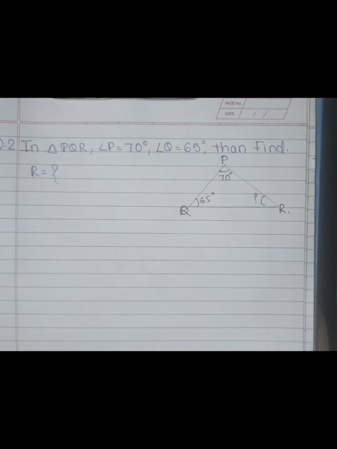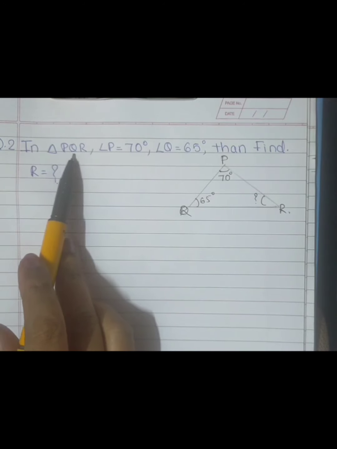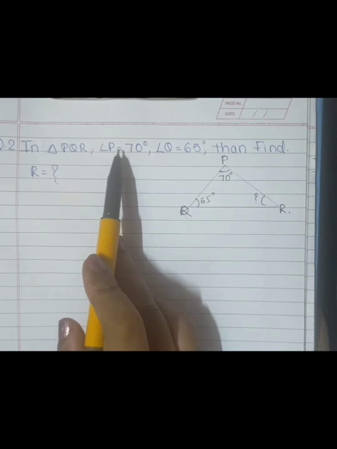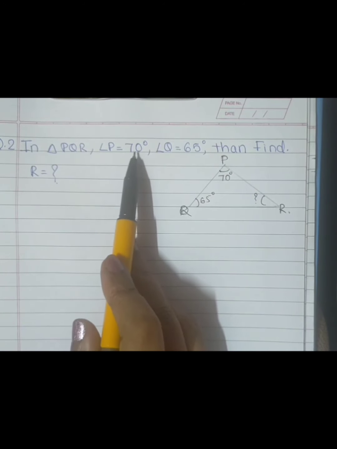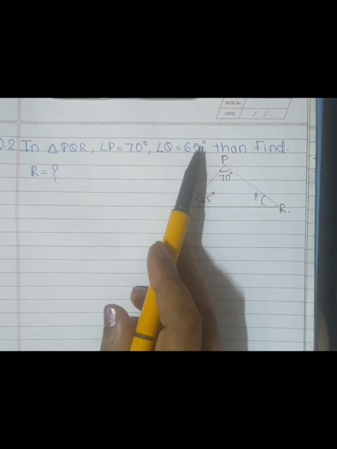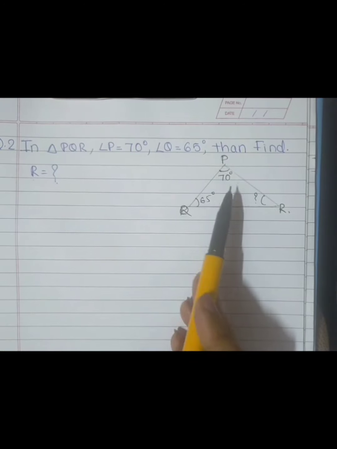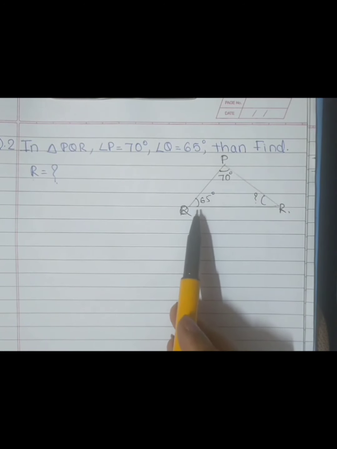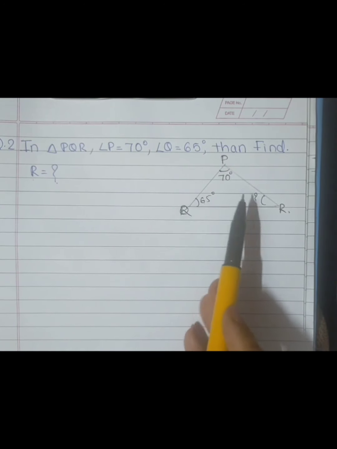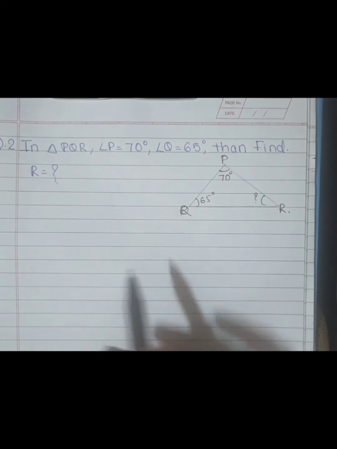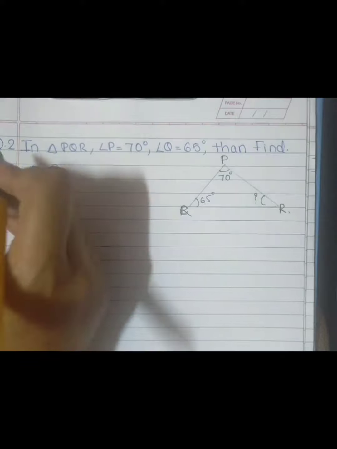Now question number 2 of practice set 3.1. In triangle PQR, P is 70 degree, Q is 65 degree, then find the value of R. So here P is what? 70 degree, Q is 65 degree, and we have to find the value of R. Okay, so we are going to start with solution.